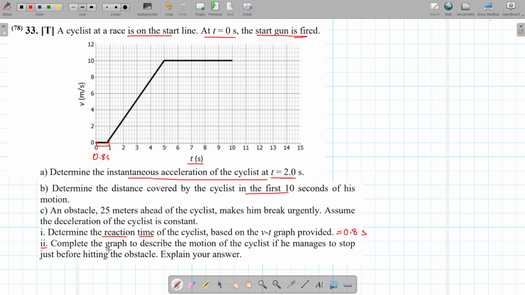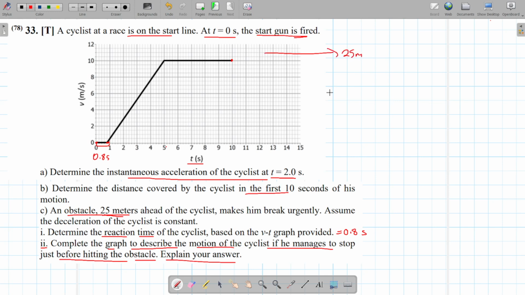Part D is a bit trickier. They're saying complete the graph to describe the motion of the cyclist if he managed to stop just before hitting the obstacle, and explain the answer. Over here, the guy now sees an obstacle, a big rock, 25 meters in front of him.